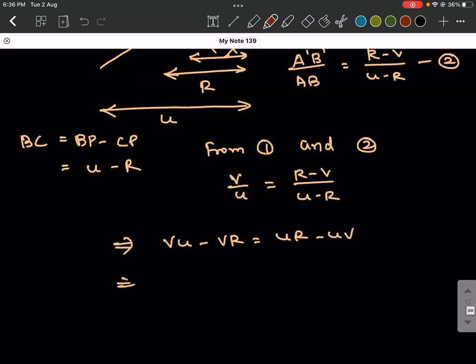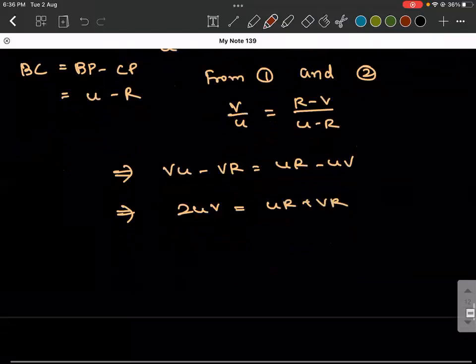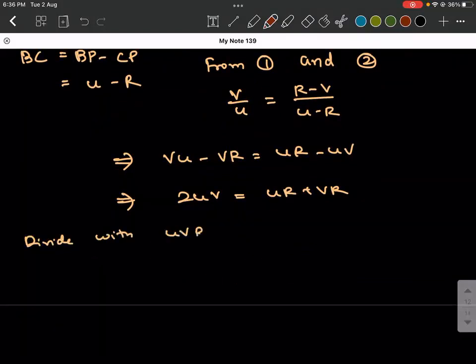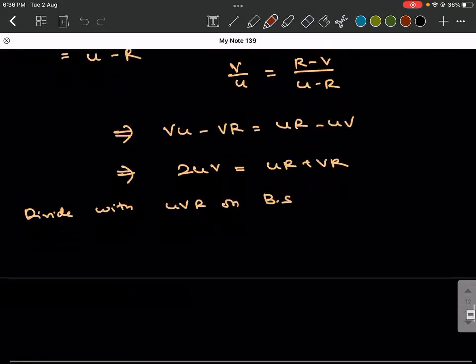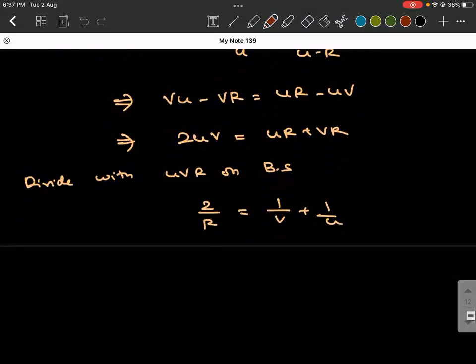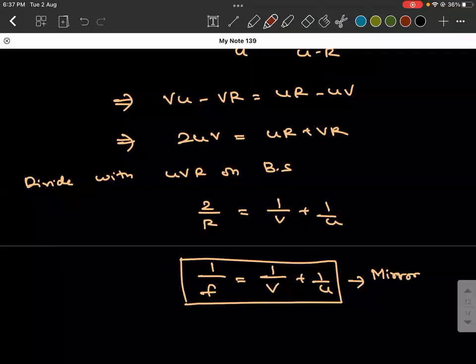So UV will come to the left hand side. It will become 2UV is equal to UR plus VR. So divide with UVR on both sides. I will get 2 divided by R is equal to 1 by V plus 1 by U. But what is 2 by R? It is 1 by F. So 1 by F is equal to 1 by V plus 1 by U. And this is how it works. And this is what we call the mirror formula.